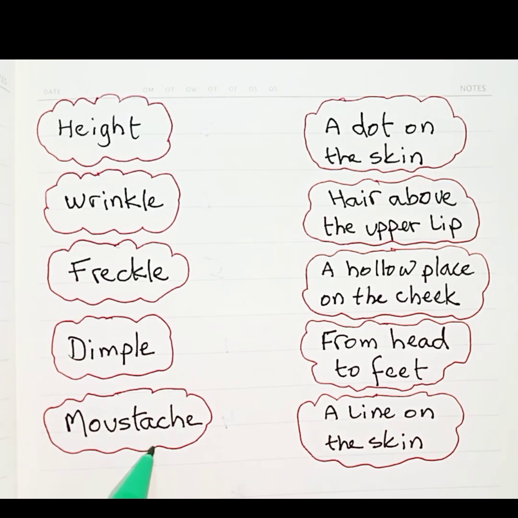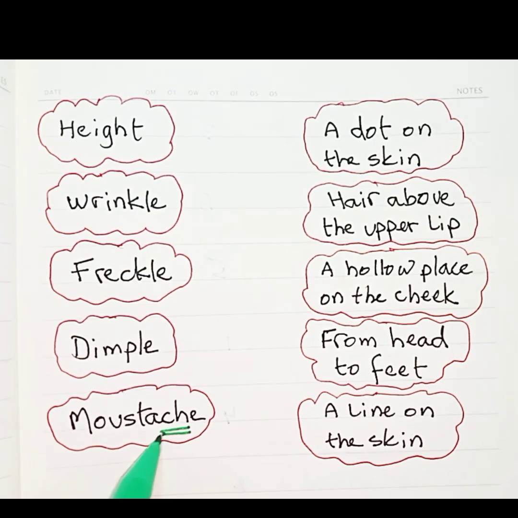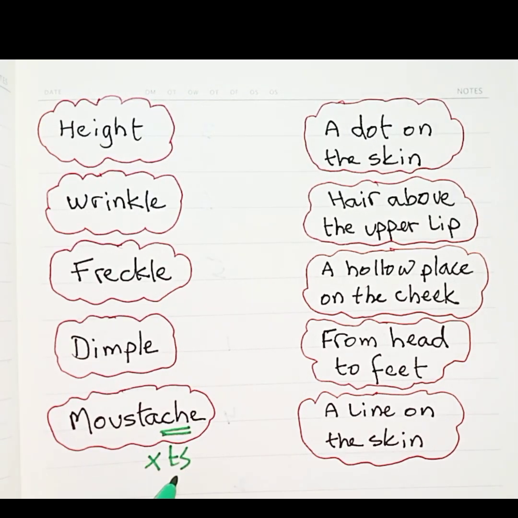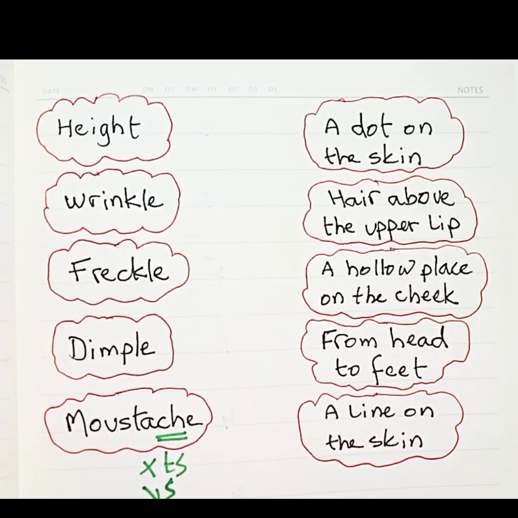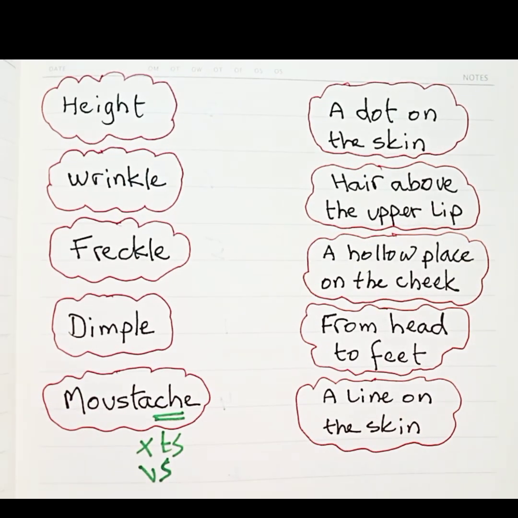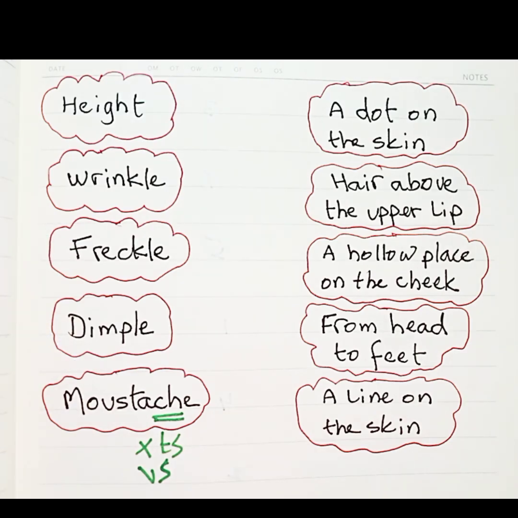Notice the CH is sh sound, not ch. It's not ch, it's sh. Why? Simply because mustache is not an English word. I mean, it's brought from another language, which is French. So height, wrinkle, freckle, dimple, and mustache.